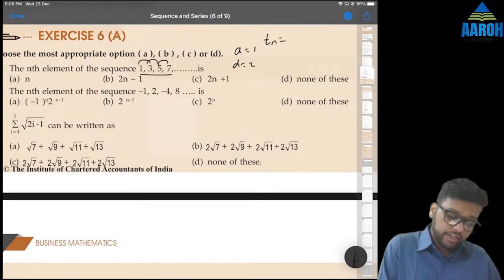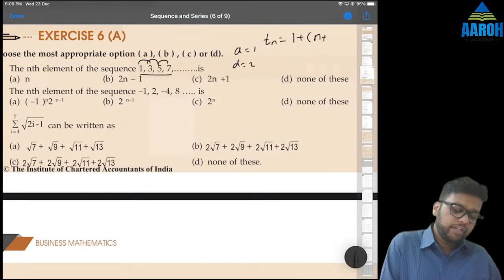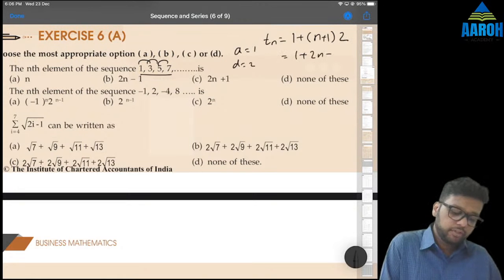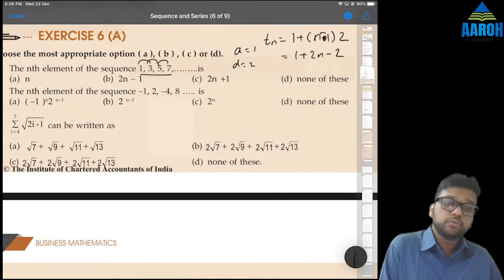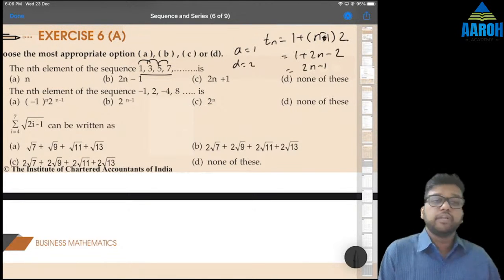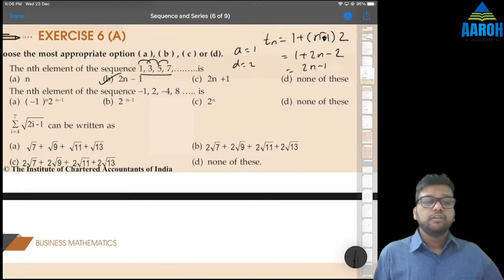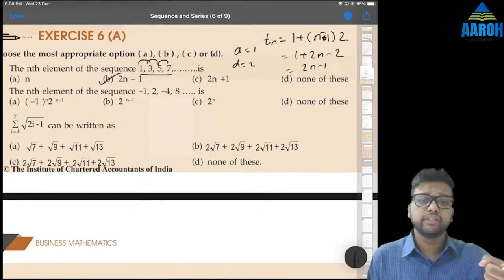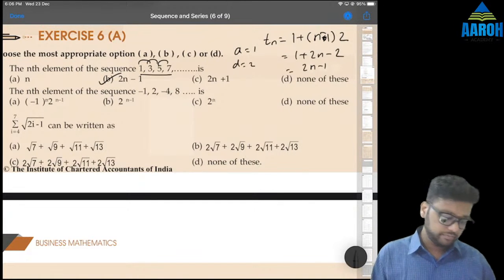We know Tn is A plus n minus 1 into D. So that is 1 plus 2n minus 2, that means 2n minus 1. Option B. If you are also solving with me, you can tell me the answers on live chat, the question number and the answer.